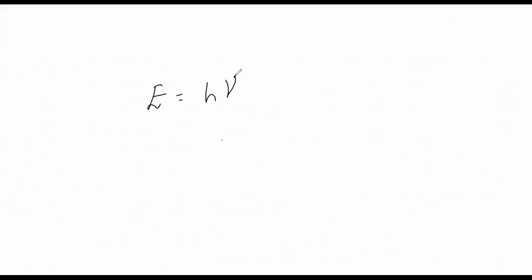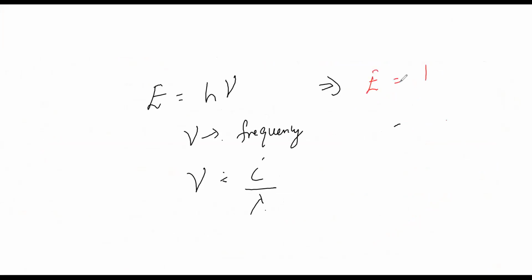E is equal to h nu, correct? h is the Planck's constant, E is the energy, nu is the frequency. Nu is equal to c by lambda. So this implies E is equal to hc by lambda, where h and c are constants.